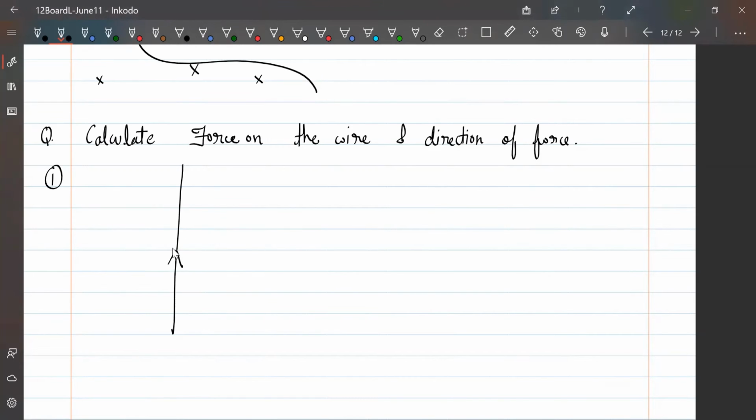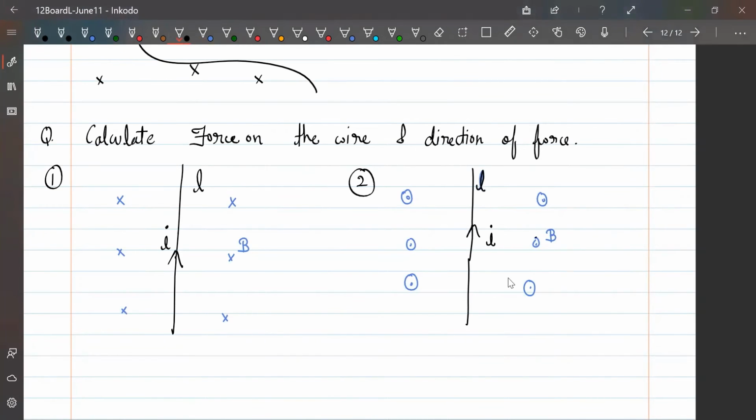So this wire is like this, current is I, length of the wire is L, and magnetic field is B into the plane. In the second case, magnetic field is out of the plane. It is a straight wire in both cases, and the length of both is L. Can you tell me the value of the force and also the direction of the force?